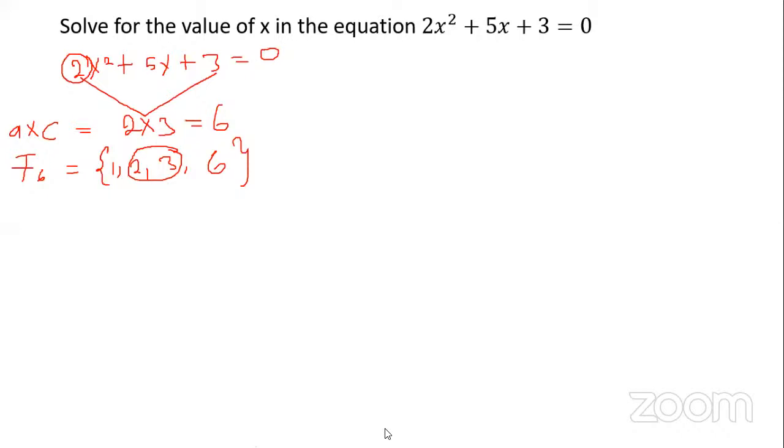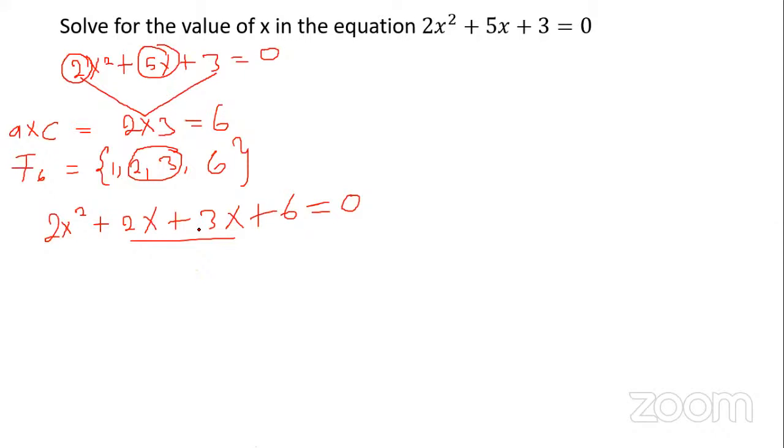Okay. So where there is 5x is what we change to be in terms of 2 and 3. So we shall say this would be 2x squared plus 2x plus 3x plus 3 is equal to 0. Are we there? Yes, sir. So we are only substituting for 5x, and we write it in terms of 2x plus 3x.